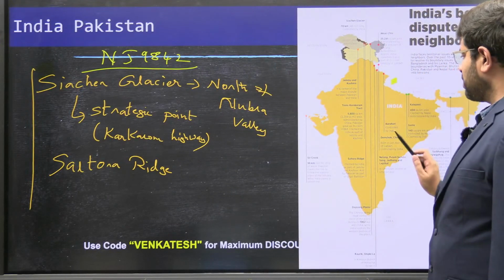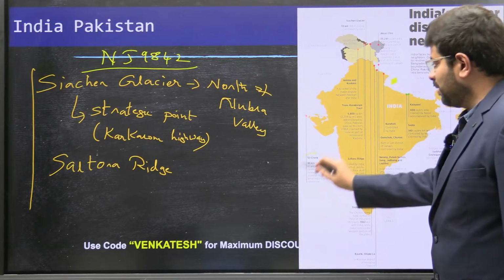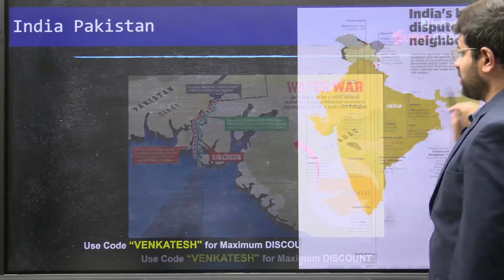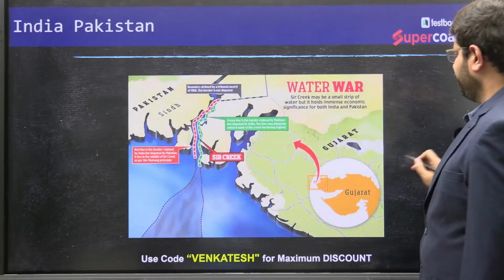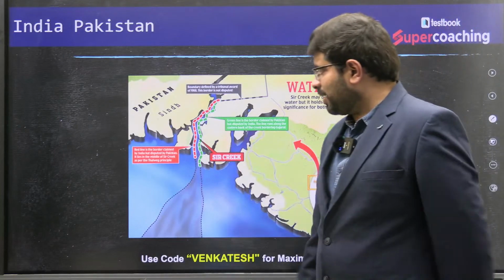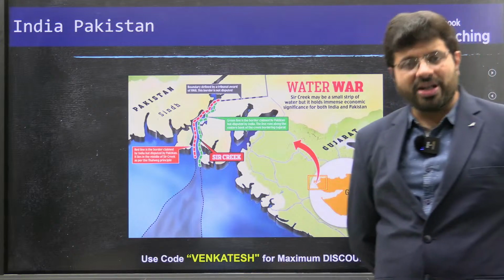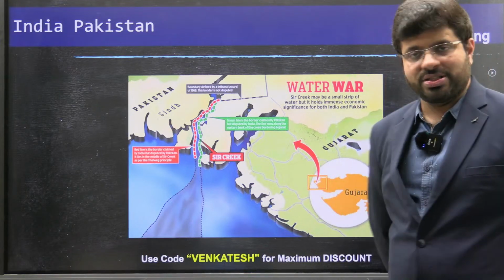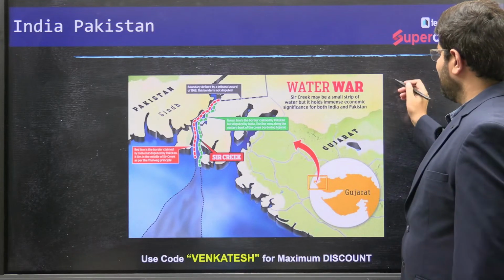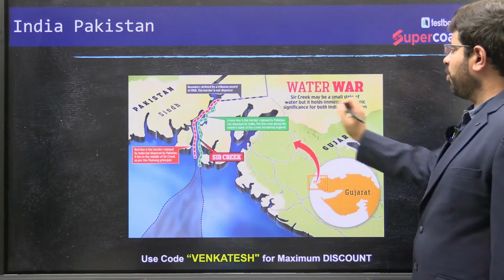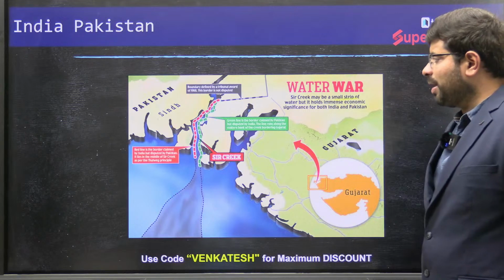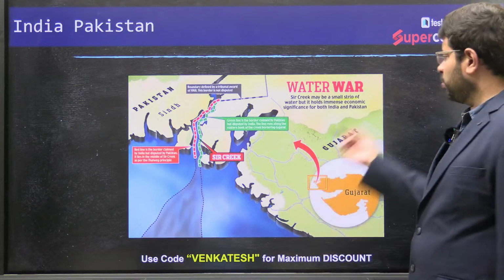And then there is another thing which is in use, the Sir Creek dispute with respect to Pakistan. Sir Creek. If you see the Sir Creek dispute, it is a water body in the Rann of Kutch region. So it may be a small strip of water, but it has immense economic significance because of two things.